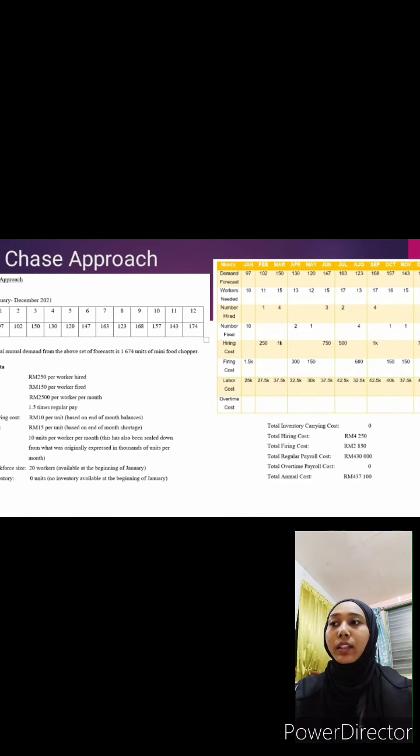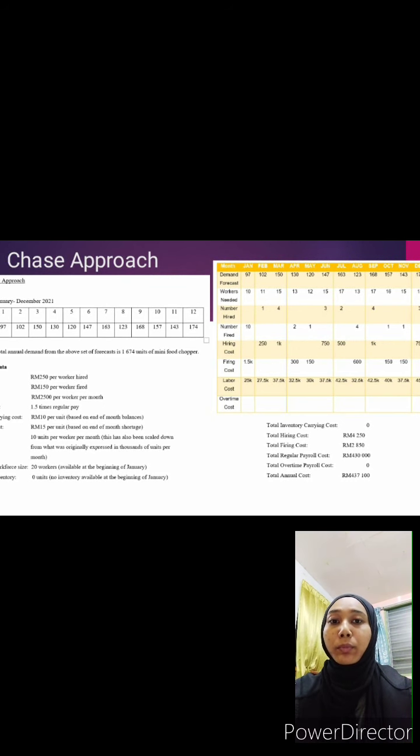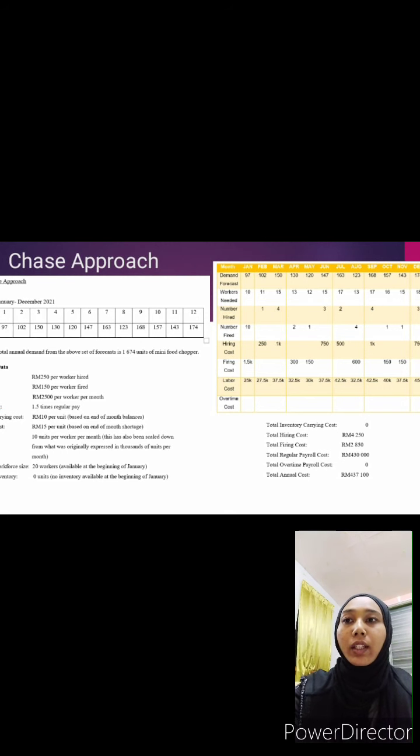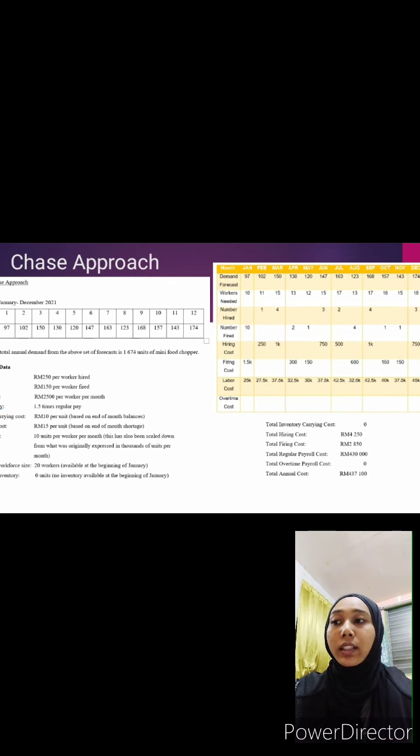So for example for chase approach, we can see there's a table. It shows the total annual demand forecast, which is the total is 1674 units of mini food chopper. So using this table, we put the amount of the demand forecast, and for the demand forecast for the month of January, 97, we follow the table that has given the total annual demand forecast. We just put the value from there.